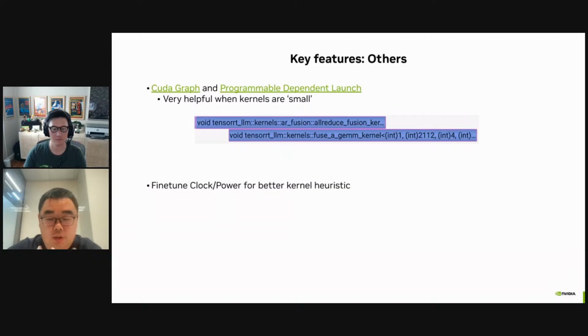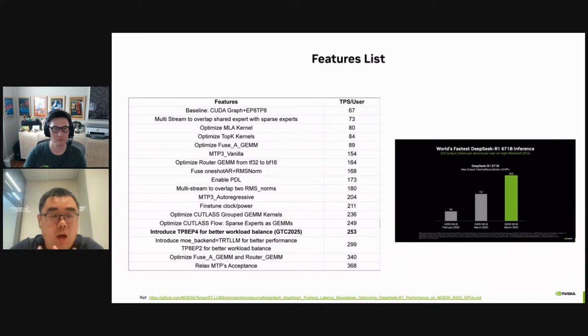I think these are all details of our key features. And any question?